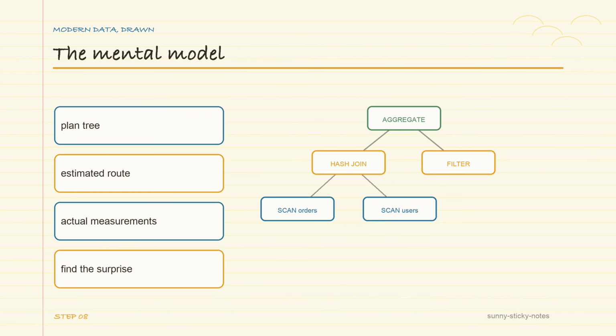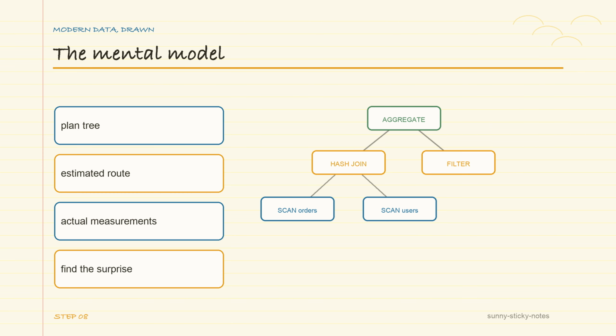Before we finish, let us join the pieces into one mental model. Explain is a map of PostgreSQL's intended route. Explain Analyze adds measurements from the actual trip. Read bottom up. Compare estimated and actual rows, and investigate the nodes doing the most surprising work. This is the part that usually makes the whole concept click.